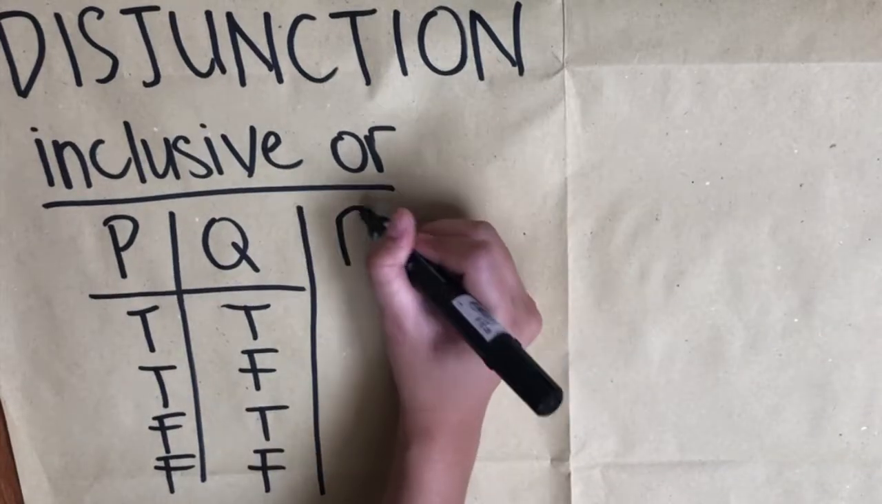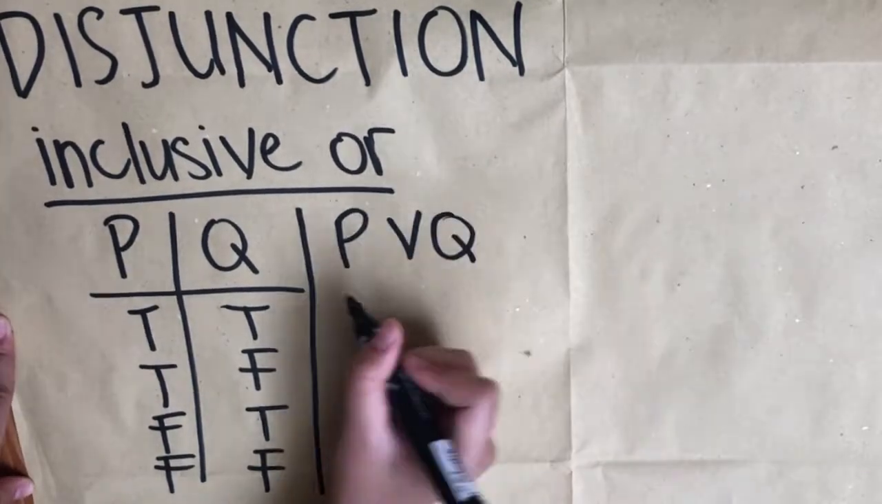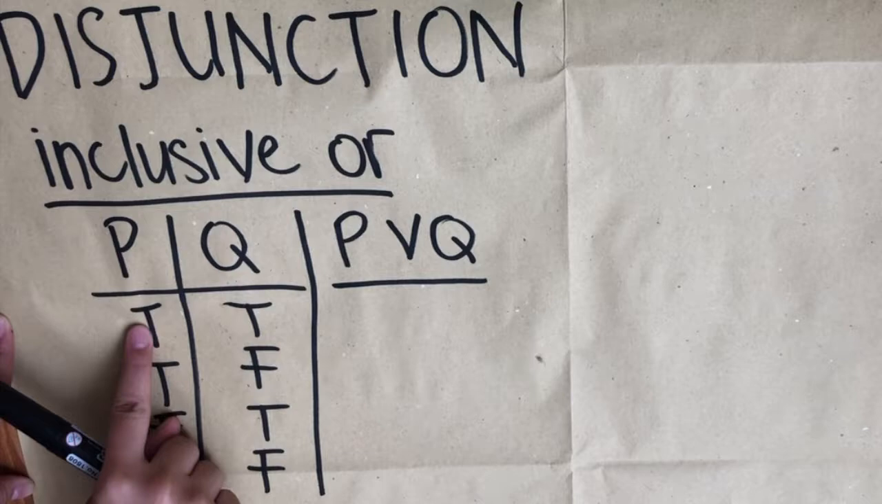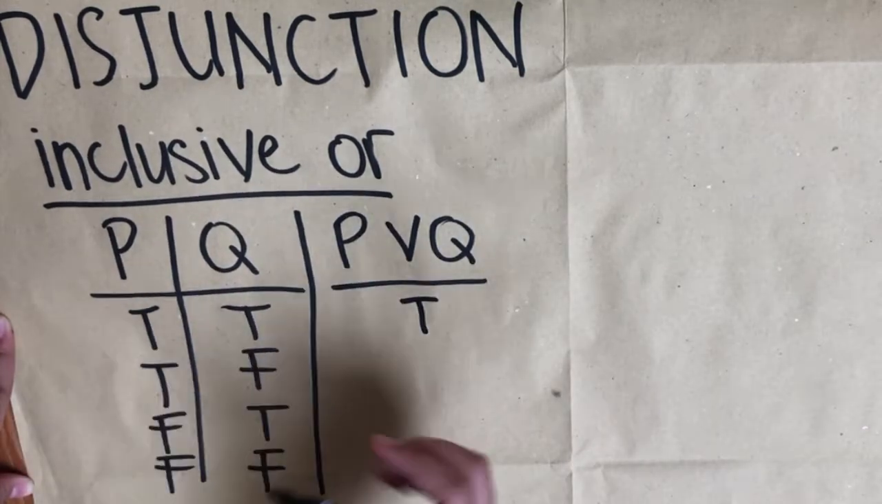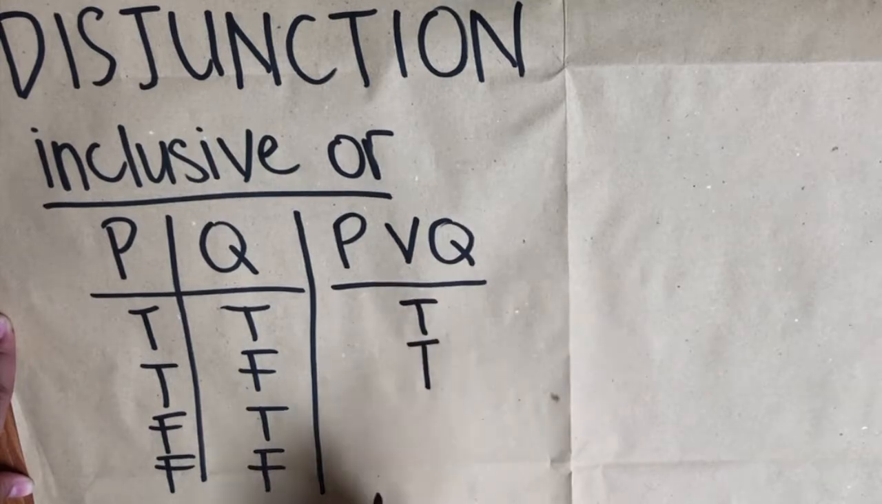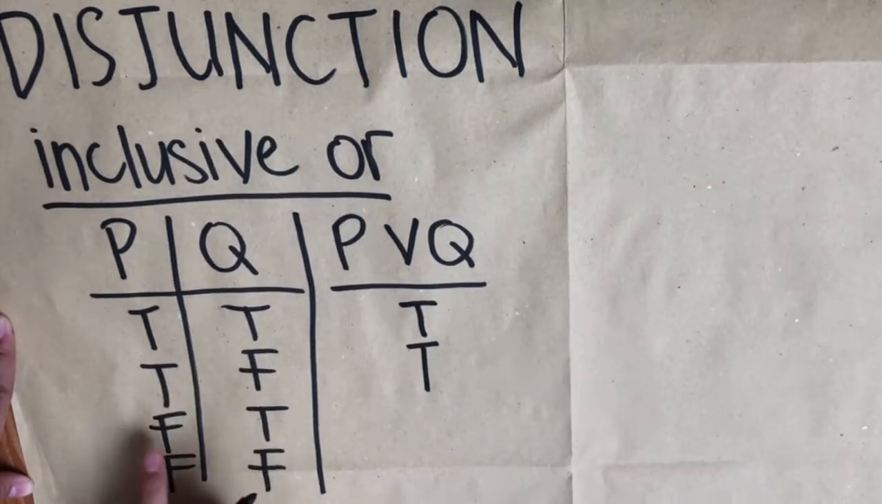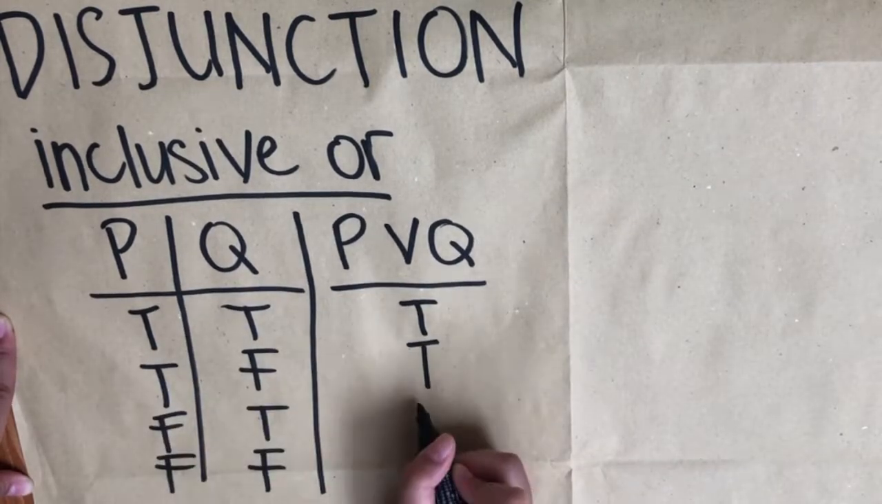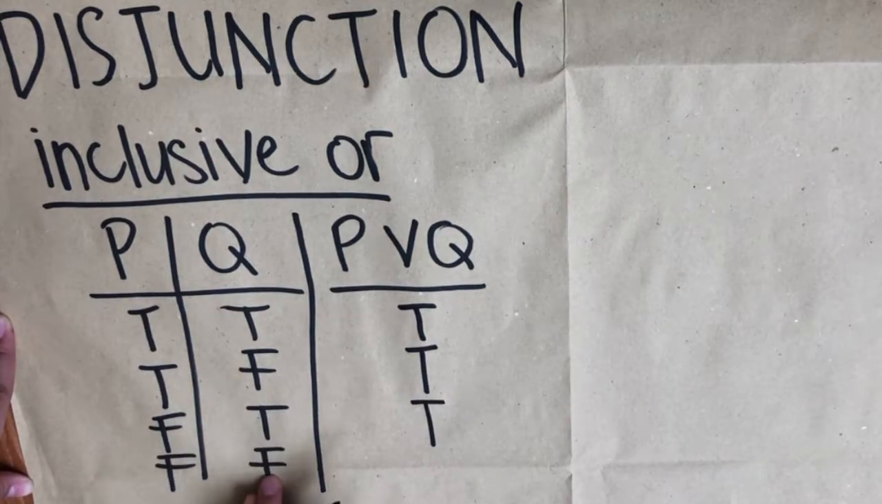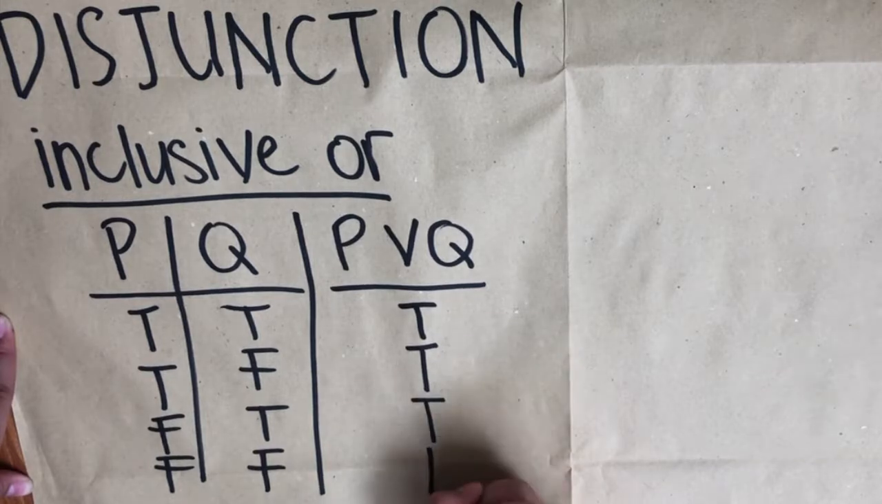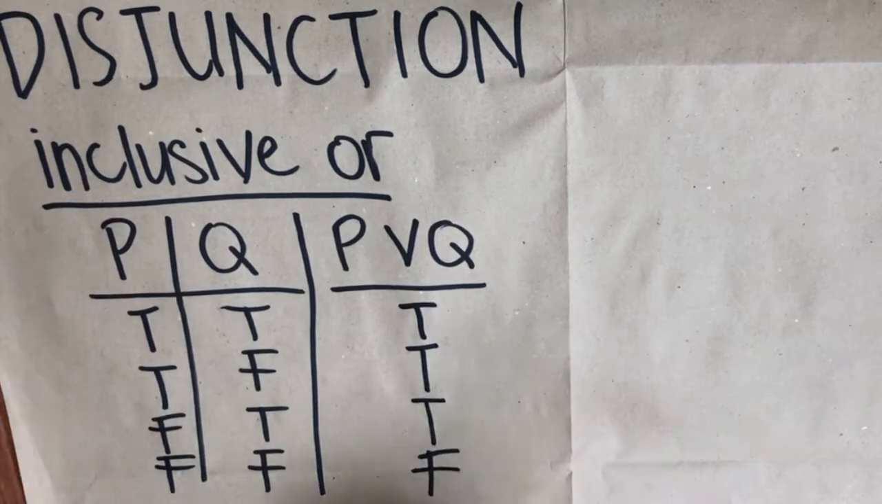Inclusive disjunction is true when at least one statement is true. Our first two statements are both true, therefore it is true. Our P statement is true, yet our Q statement is false. It is still true, since at least one statement is true. Our P statement is false, but our Q statement is true. It is still true, since Q is true. Both of the statements are false. Not one is true, therefore it is false.